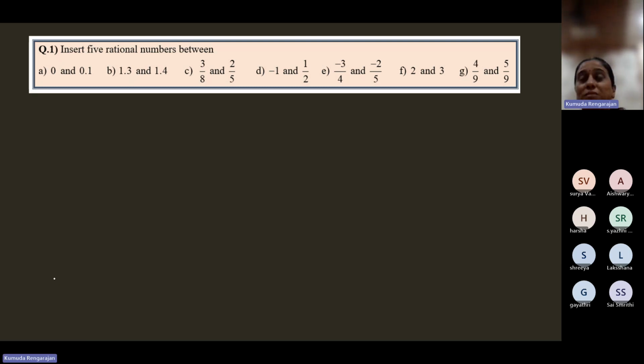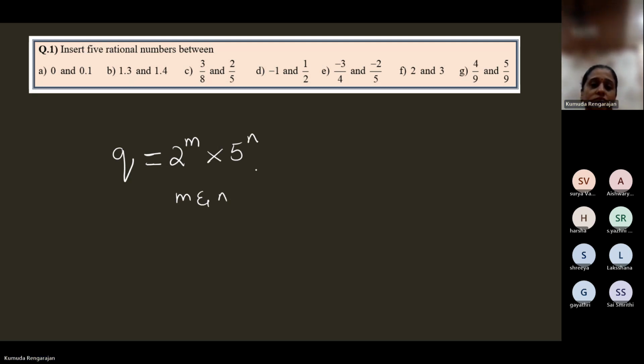So if you have to mention the rule, the denominator q, you should be able to express the denominator q in the form 2 to the power m into 5 to the power n, where m and n are whole numbers. This is the rule. If you cannot express q in this form strictly, then it will have a non-terminating repeating decimal expansion.